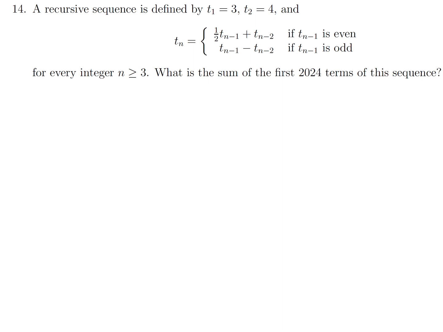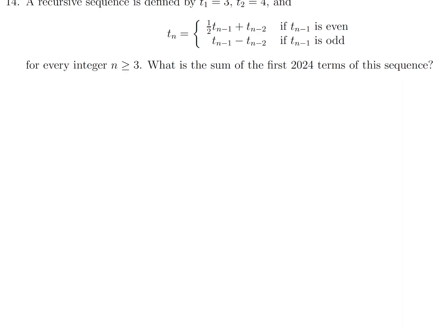A recursive sequence is defined as t1 is equal to 3, t2 is equal to 4, and tn is equal to half of t(n-1) plus t(n-2) if t(n-1) is even, or t(n-1) minus t(n-2) if t(n-1) is odd, for every integer n greater than or equal to 3. What is the sum of the first 2024 terms of the sequence?